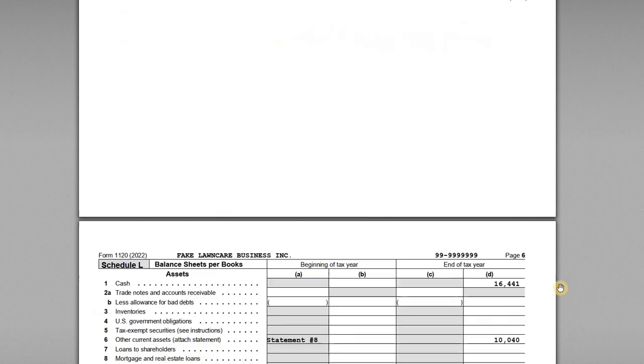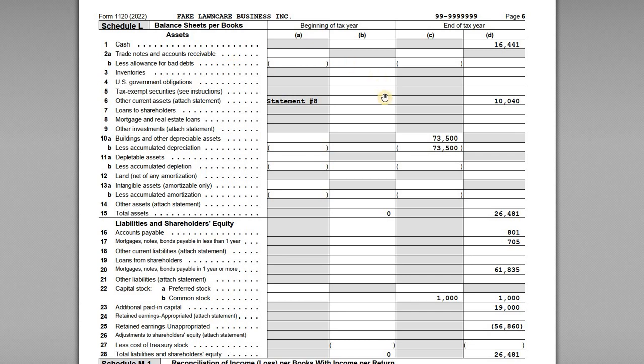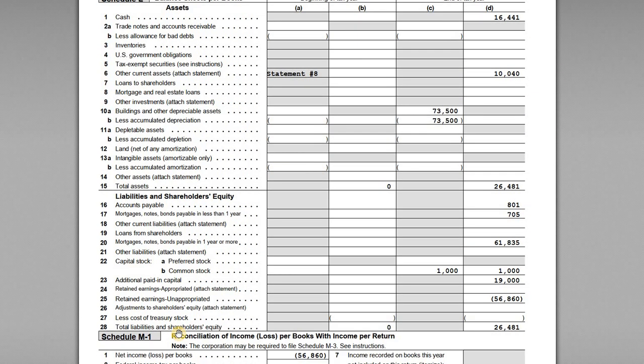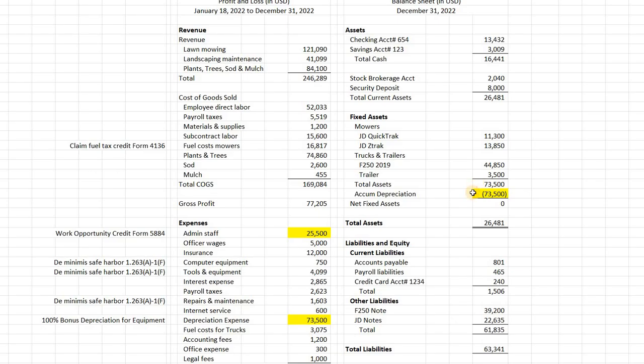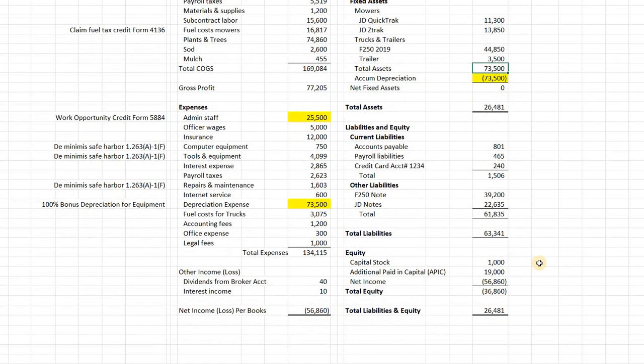And then Schedule L is going to be the balance sheet per books, right? So Schedule L, at the start, beginning of the year, we don't have any information, and that's because this is a new company, right? If it's set up in the current year, you're not going to have beginning of year balances. So we have our end of the year balances here. If we look at our financial statements, basically we're just transferring all of these amounts over to the appropriate line items on the Schedule L.